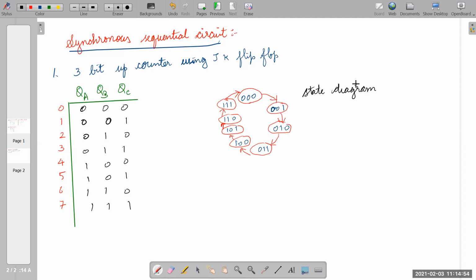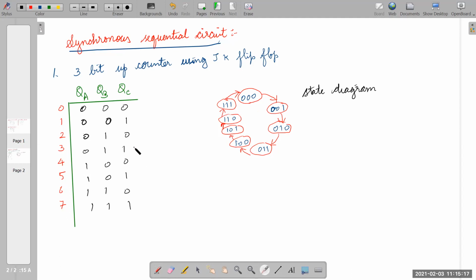Remember that it need not always be 0, 1, 2, 3. It can be of any sequence, like 0, 3, 7. Random numbers also you can try to get at the output. So this is the first example, the easiest example I am taking. The question is: design a 3-bit up counter using JK flip-flops. For this, the state diagram is this, and this is the table I have formed.